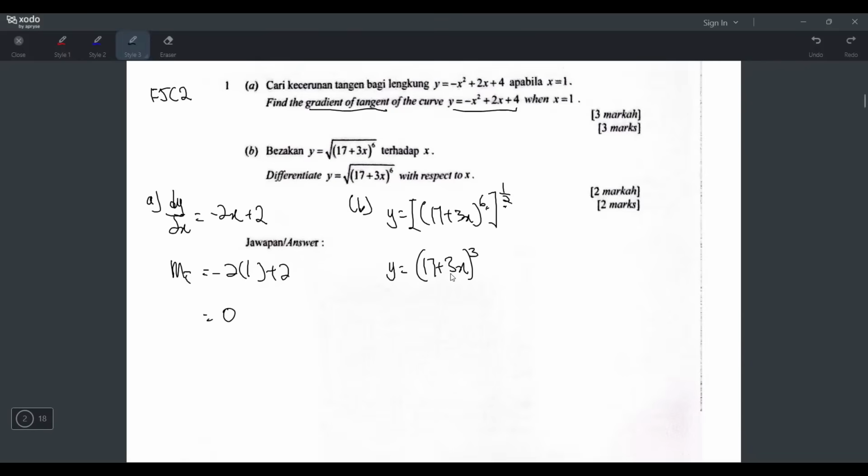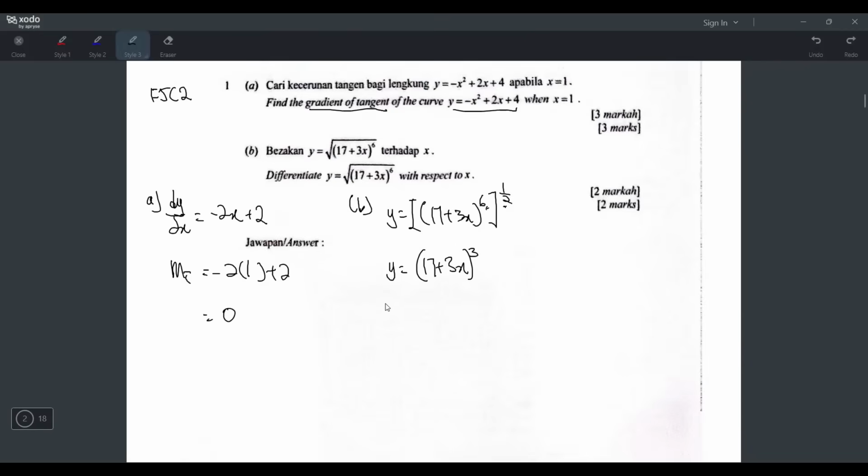And now, can I expand this? Can also, but it's going to be 3 brackets, right? Usually, if it's power 2, then only we will expand, right? So if it's power 3 or power yang bukan 2 lah, usually I won't expand. I will use another method to differentiate, and it's called the chain rule.